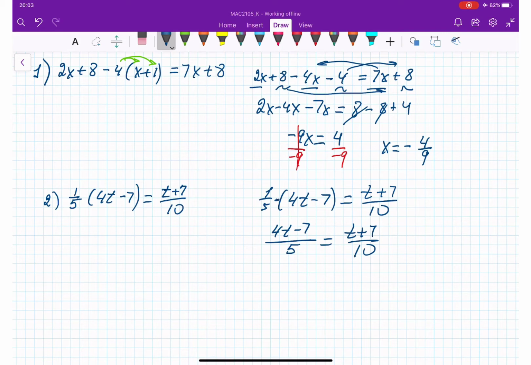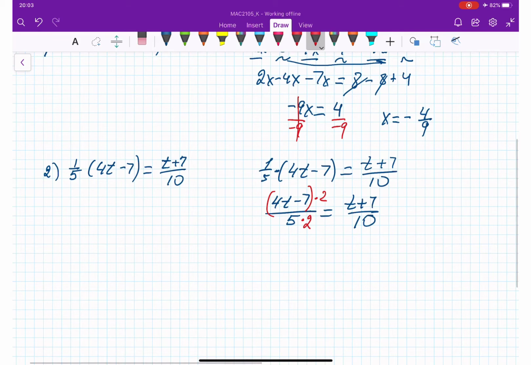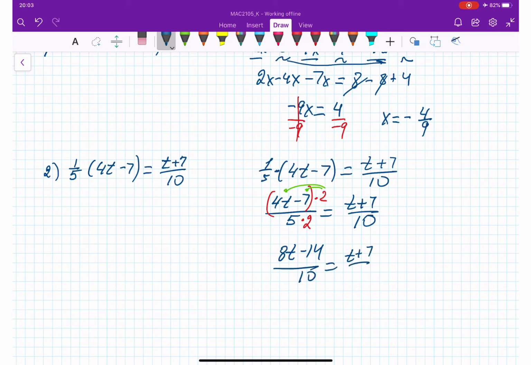Yes? Okay. So bring to common denominator, we have 5 and 10. Common denominator is going to be 10. Therefore, 5 I have to multiply by 2. Therefore, here also multiplying by 2. 10 here stays the same, because we have common denominator already 10. So that's going to be equal, let's distribute these 2 times 4t, 2 times negative 7. It's going to be equal 8t minus 14 over 10 equal t plus 7 over 10.